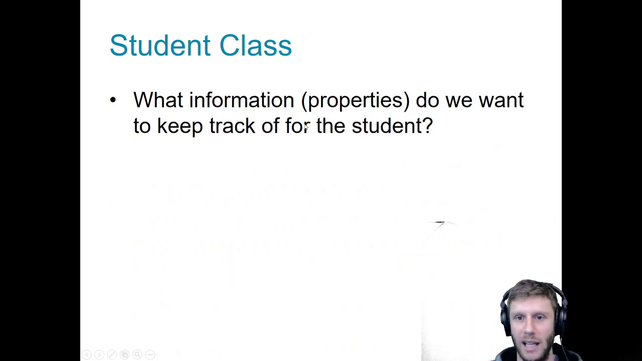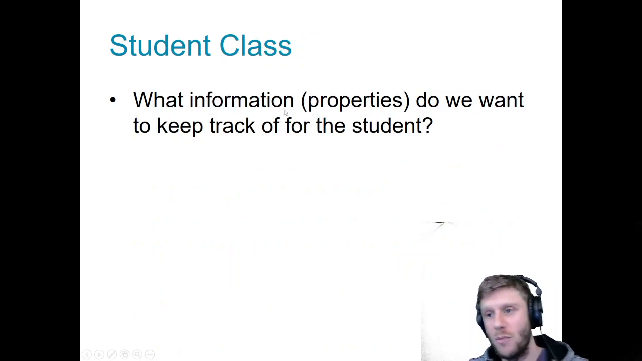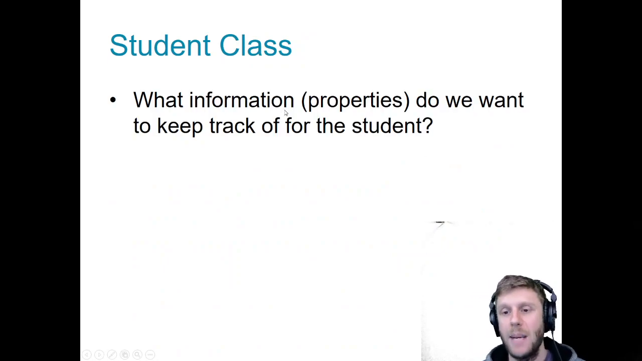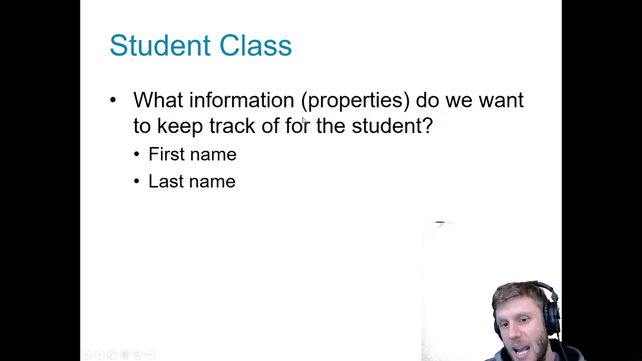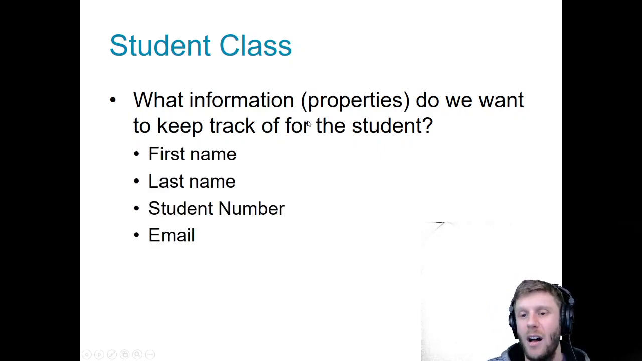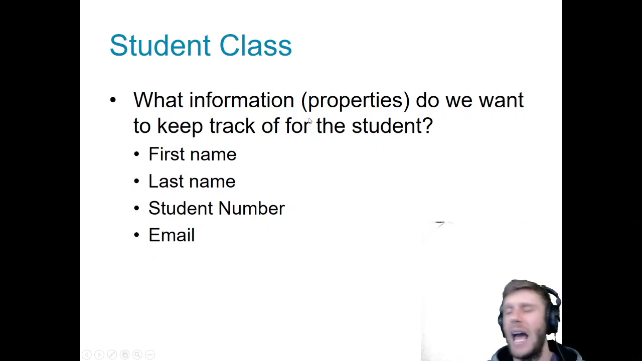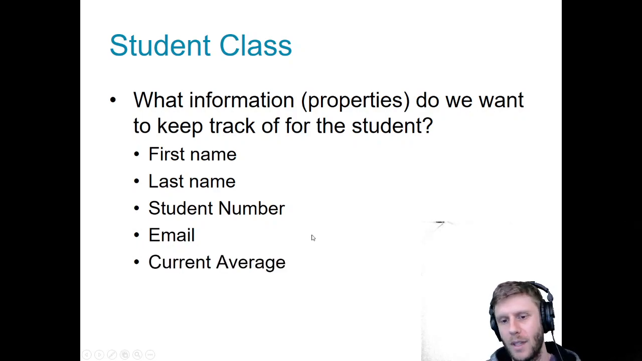So let's make a student class. What information, properties, attributes do we want to keep track of for a student? Well, I think first name, last name, student number, and email make a lot of sense. We could add whatever we want here. We could add favorite color. We could add their favorite type of dessert. We can add whatever we want here, really. But I don't know, let's go with these four because they're simple.